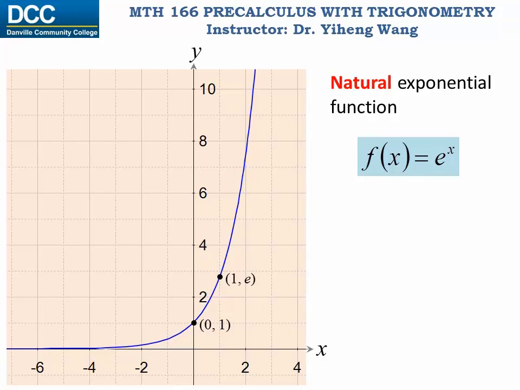This function does not have any x-intercept. It also has the same horizontal asymptote, which is the x-axis. Also, it is a one-to-one function. It will pass both the vertical line test as well as the horizontal line test.